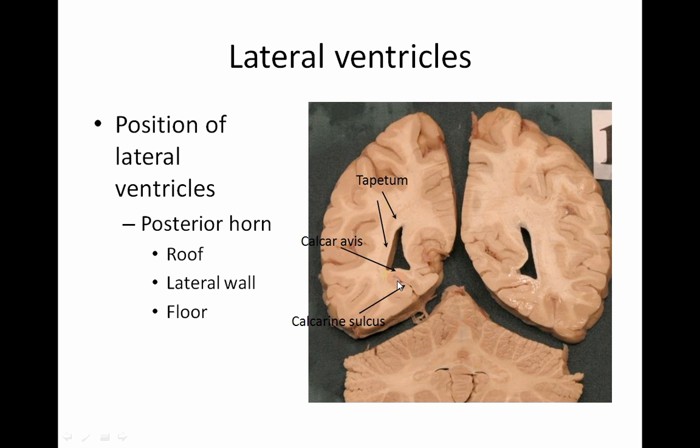The posterior horn also has a floor. The floor is basically the white matter of the occipital lobe, but the major feature of note is that the calcarine sulcus extends quite far into the substance of the brain, and thus raises a bump on the floor of the occipital horn, and this bump is called the calcar avis.